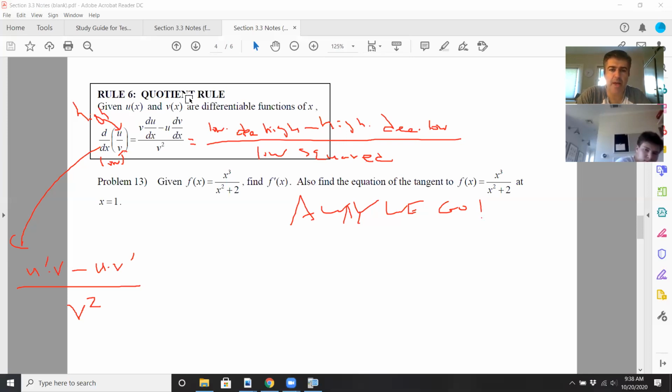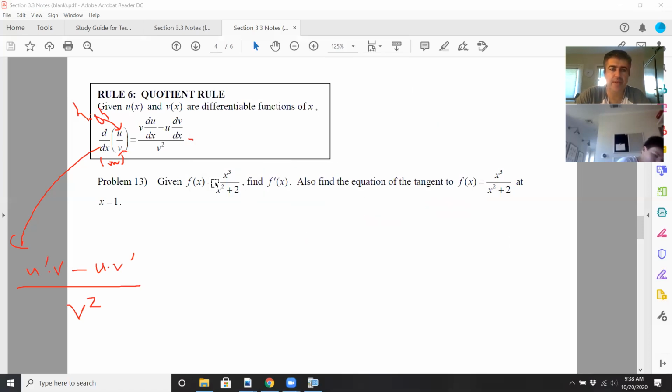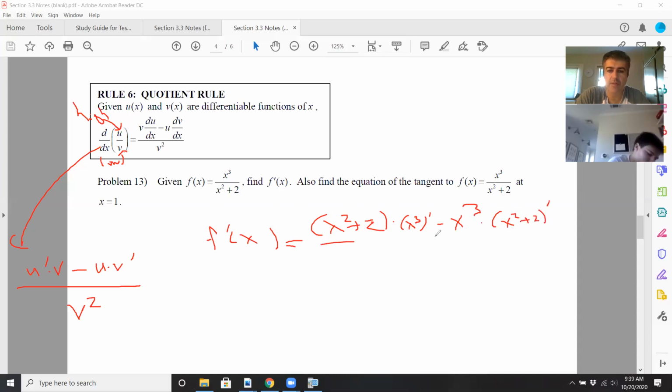So let's actually apply this to this function here. So you have x cubed over x squared plus 2, and then you're also asked to find the equation of tangent line of that. Again, if you did the limit definition of derivative, you would drive yourself nuts. Let's do our shortcut rule. So f prime of x. So again, low, which is x squared plus 2, times d high, so deriv x cubed, minus high, times d low, so the deriv x squared plus 2, over low squared, and away we go.